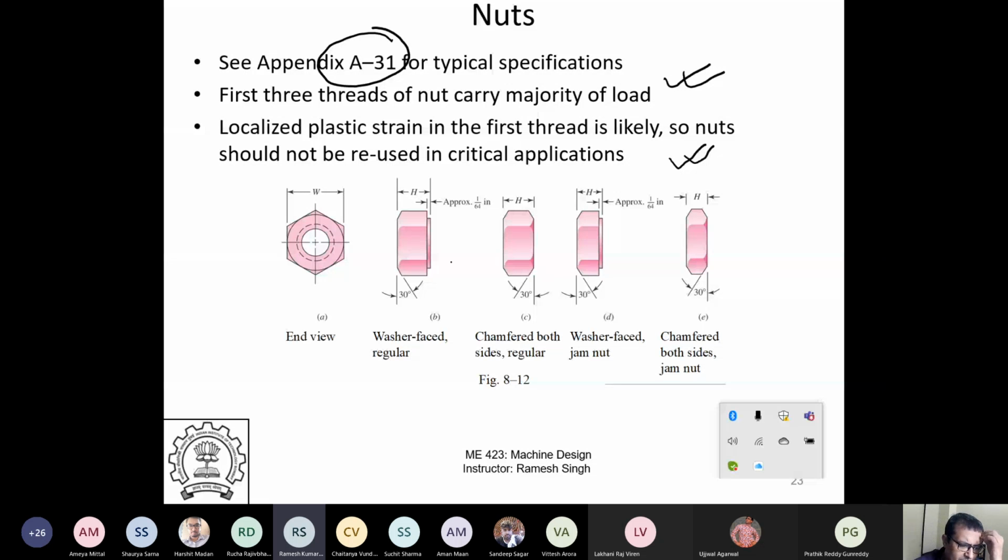There is a washer-faced, chamfered, washer-faced jam nut. Jam nut is actually a lock nut. Chamfered on both sides, jam nuts. So there are the regular nuts, there are washer-faced nuts, there are chamfered regular nuts, there are washer-faced jam nuts, and then chamfer-both-sides jam nuts. So these are 4 kinds of nuts which you will see in the market. Okay.